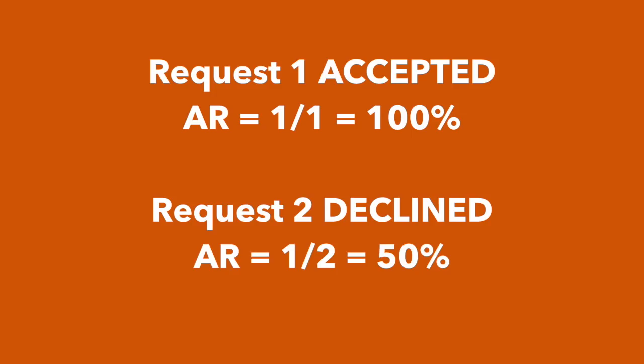So for example, you start your day, you accept your first request, then your acceptance rate would be 100%. Say your second request of the day comes from 10 miles away and you decline that request, then your acceptance rate would be at 50%.